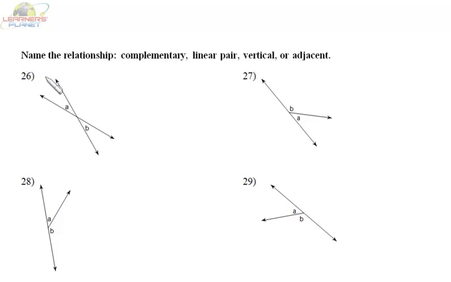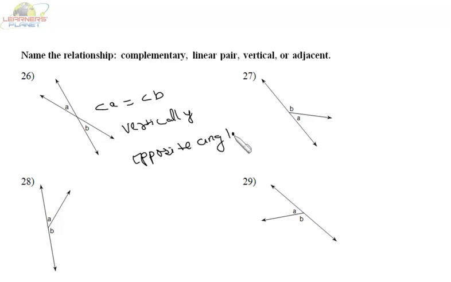We see two lines, this and this, are intersecting each other. That means they don't have any common arm, and these two angles are formed by the intersection of two lines. So angle A will be equal to angle B and we call them vertically opposite angles.